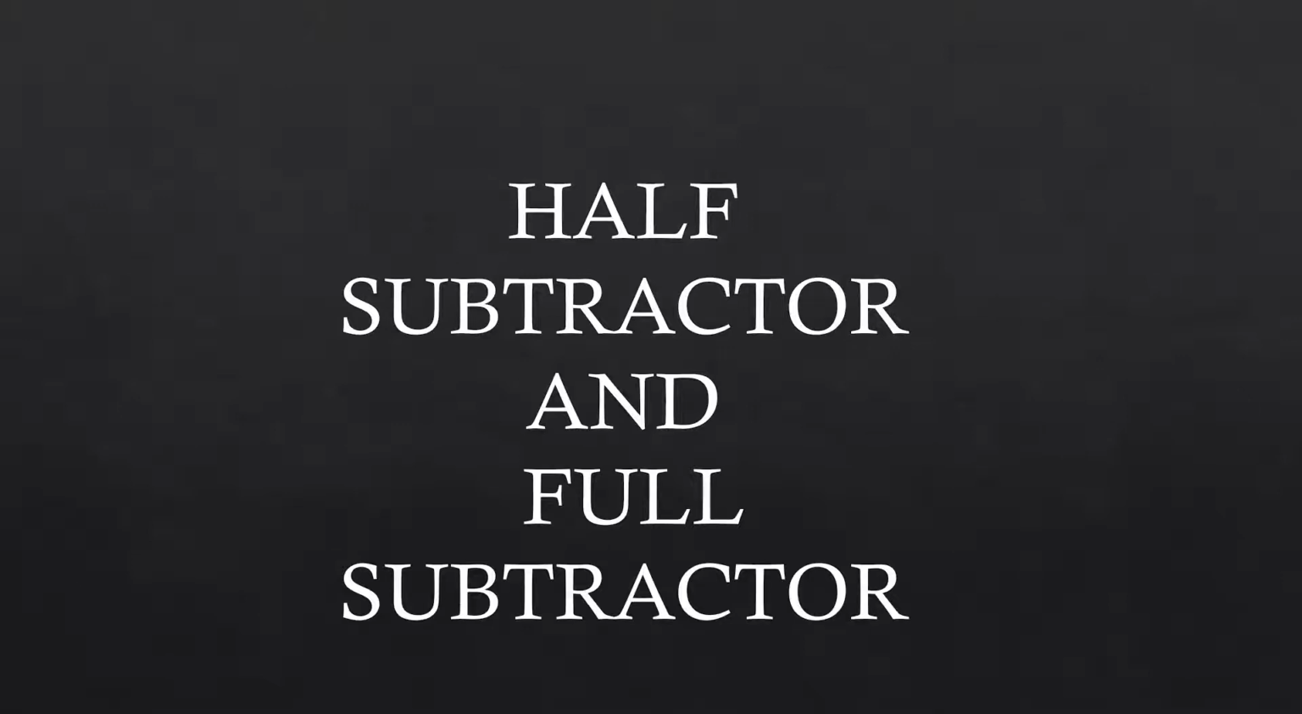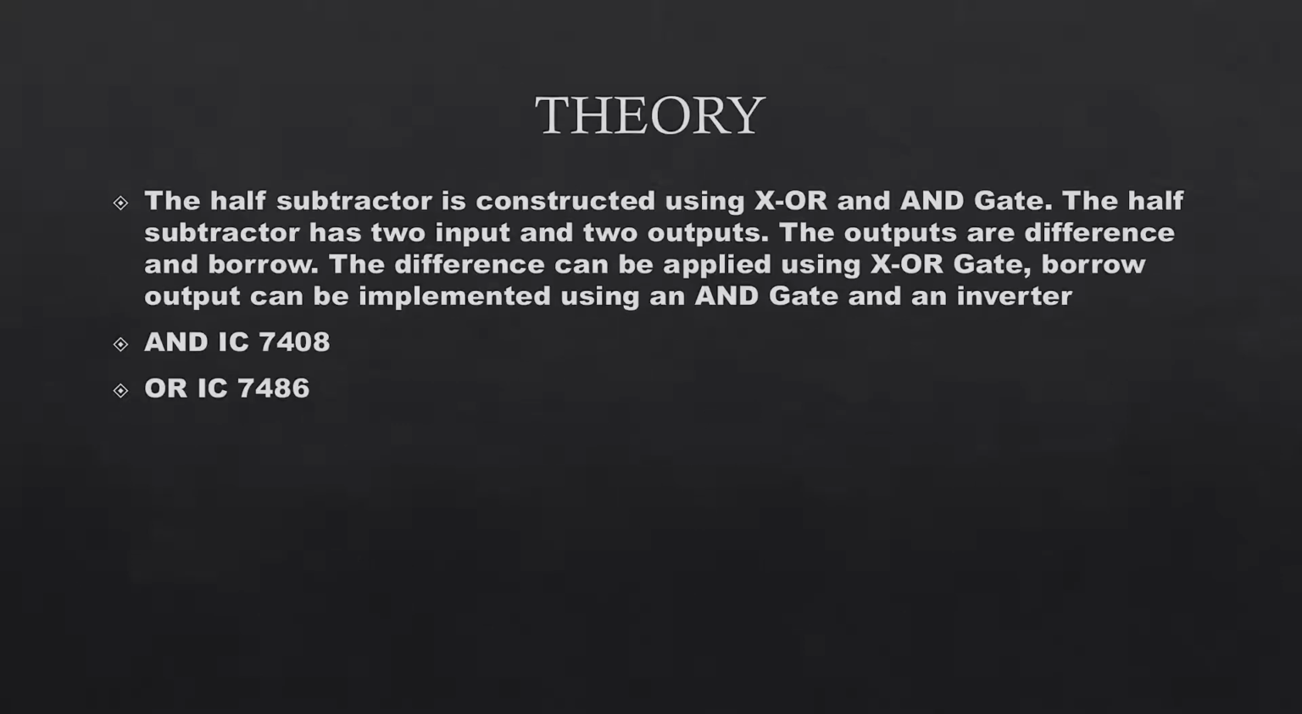Half subtractor and full subtractor. Half subtractor. The half subtractor is constructed using XOR and AND gate. The half subtractor has two inputs and two outputs. The outputs are difference and borrow.